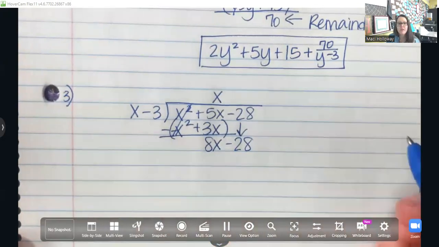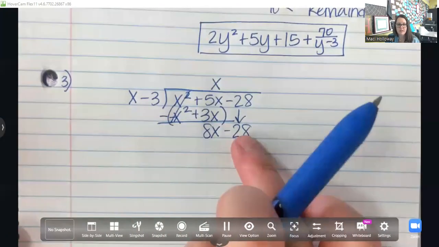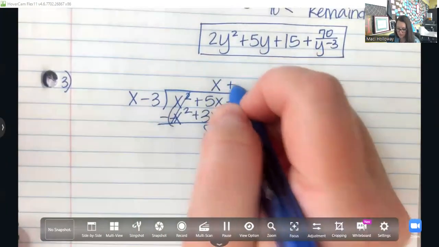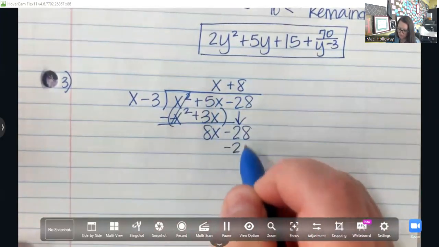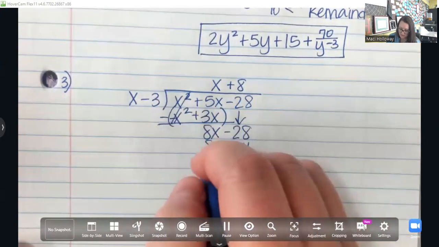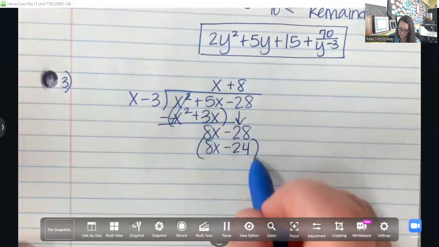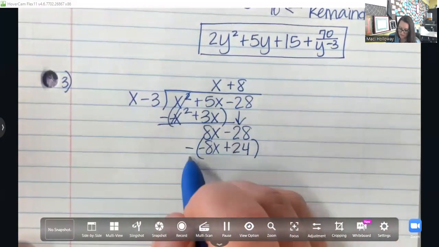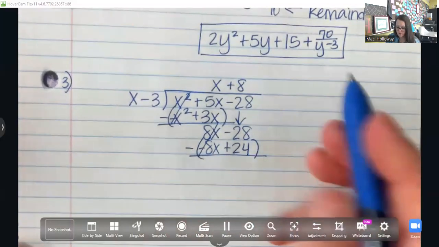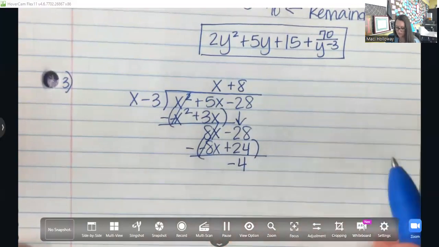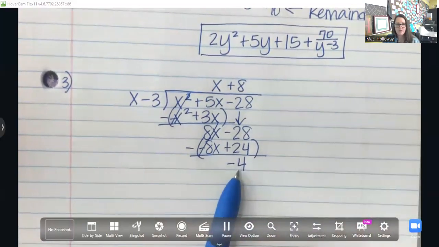Bring this one down. And x times what is 8x? I'm going to say times 8. 8 times negative 3 is negative 24, and 8 times x is 8x. This one's a little bit nicer, not as long. So we subtract. That cancels our first term, and negative 28 plus 24 is negative 4. So we have our remainder here.